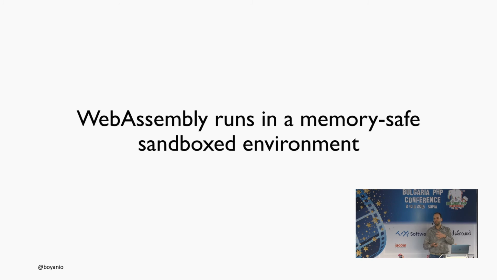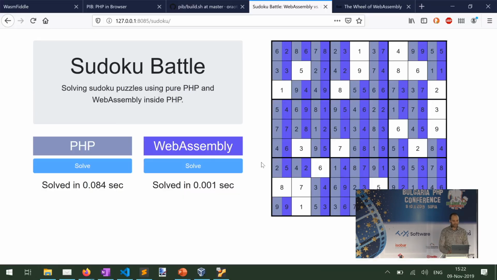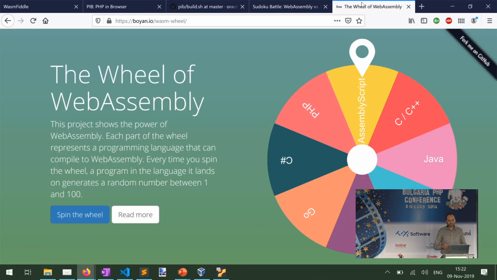So we are pretty safe with WebAssembly. You can't do things with WebAssembly that you normally can't do with JavaScript. And now this was just one example with PHP and WebAssembly, but the reality is there are so many other languages that can compile to WebAssembly, and I played around because I really wanted to see how different languages compile to WebAssembly.